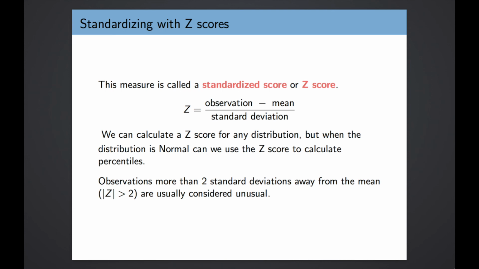And for your reference, observations more than 2 standard deviations away from the mean of the distribution, so those observations with a z-score that is greater than 2, either 2 standard deviations below the mean or 2 standard deviations above the mean, those observations are ones we consider unusual.